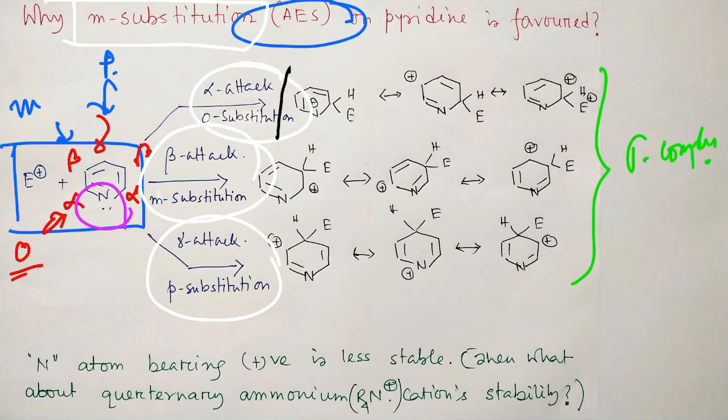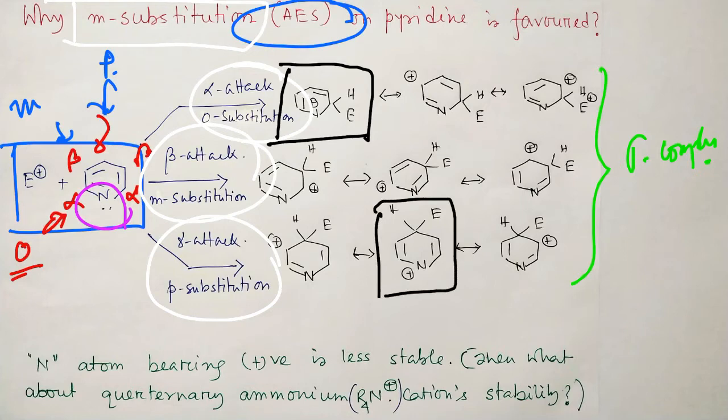In this case, alpha attack gives this canonical form, and in case of gamma attack, where alpha means ortho and gamma means para-type attack, this canonical form. Just look at these two canonical forms where the positive charge goes on the electronegative atom, and these two are less stabilized. Why? Because we know that nitrogen does not prefer to have a positive charge.